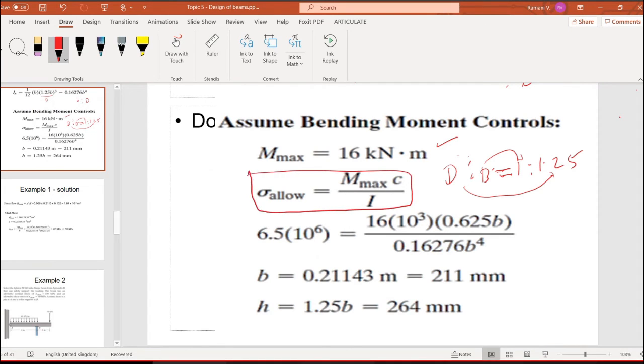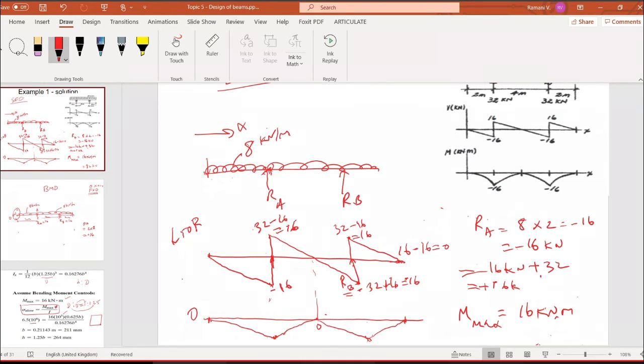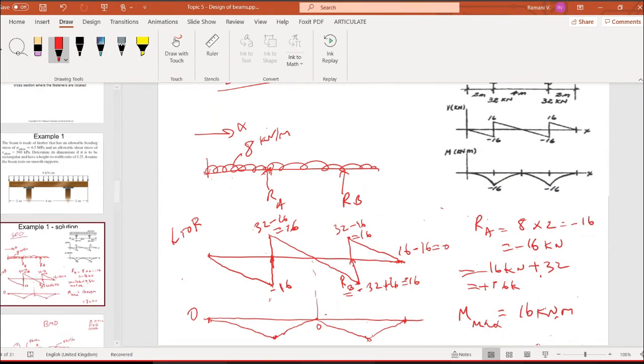Use this equation from bending stress equation, which is sigma allowable is equal to My by I. Let it be y. Lever arm I will explain now. And then substitute the value of allowable that is given to you already, and 16 is your moment, kilonewtons changed to newtons, and then the lever arm, right? Lever arm is, just take the rectangular section. How much is the depth? It is given in the question that the depth is 1.25 times the width.